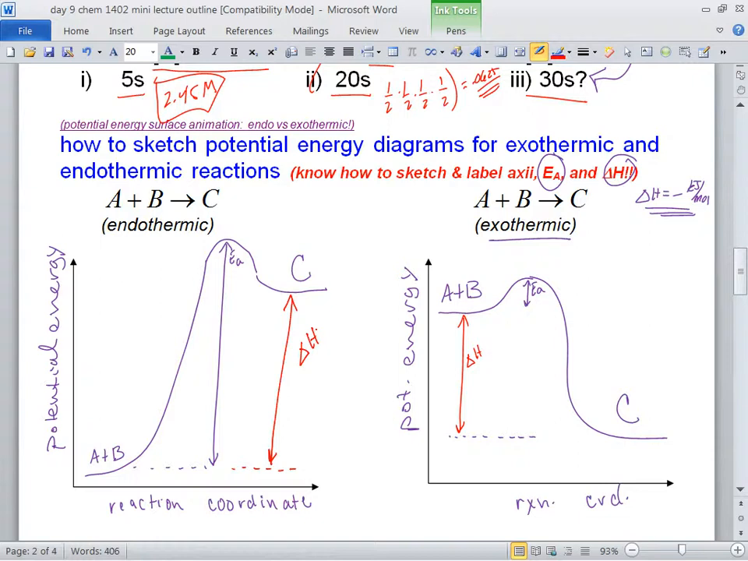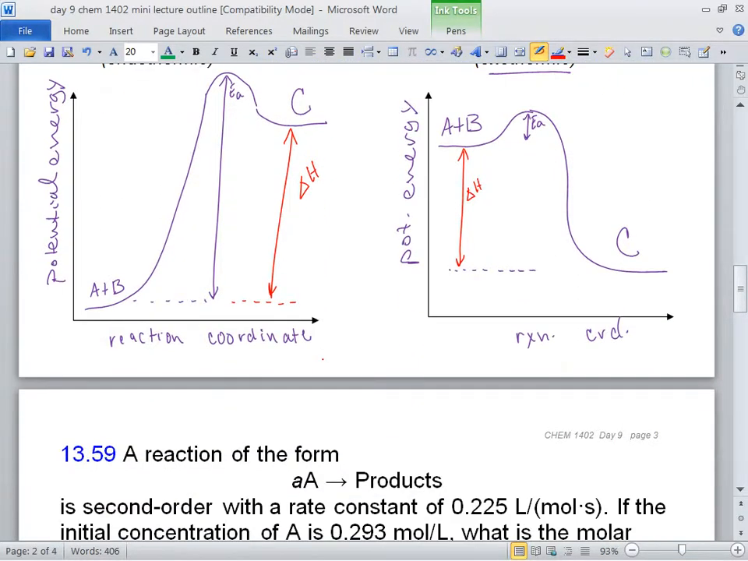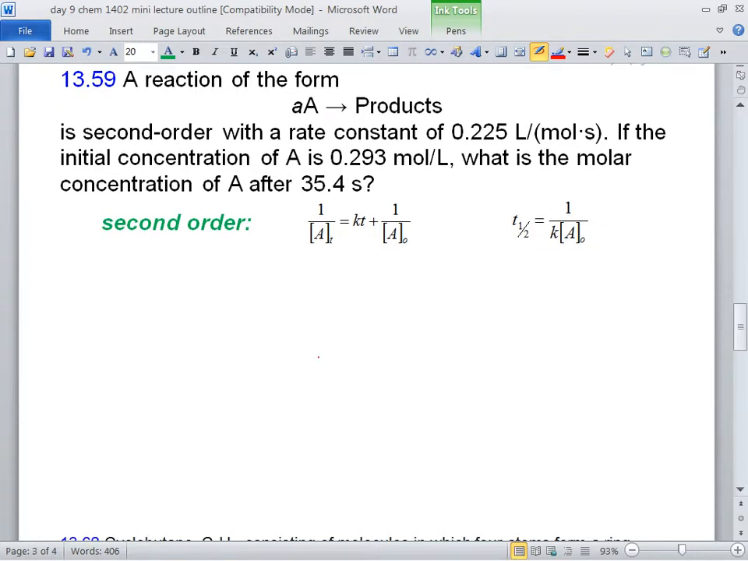So when they ask you on the quiz or exam to draw a potential energy diagram, it's going to look exactly like this, except you just change A plus B for your reactants and C for the products, depending whether it's endo or exo. It's going to look just like this. Okay? Does that make sense? Okay. I think this is where all the homework is, right here. I mean, there's going to be a few on the other ones, but this is where all the work is.